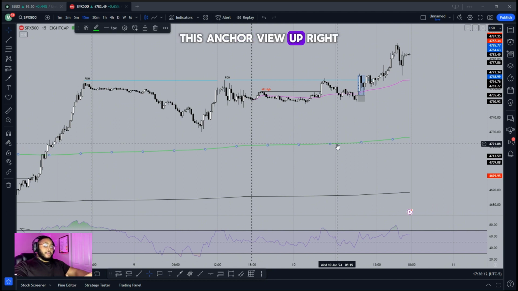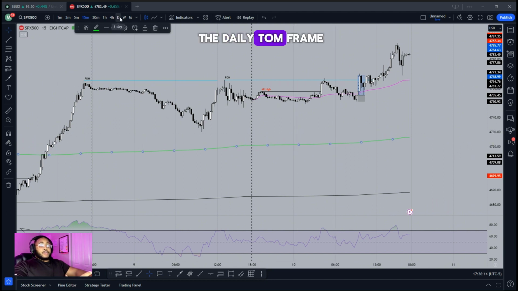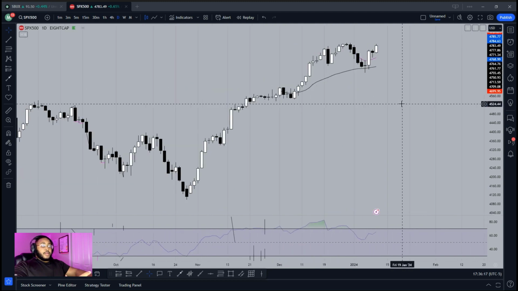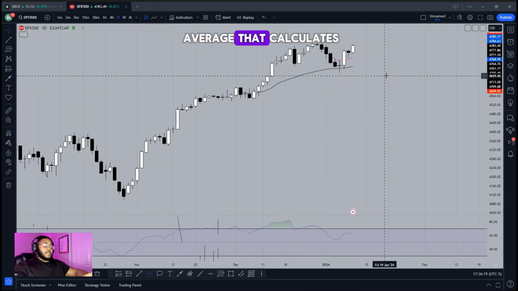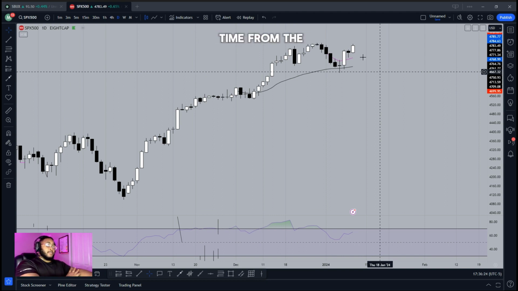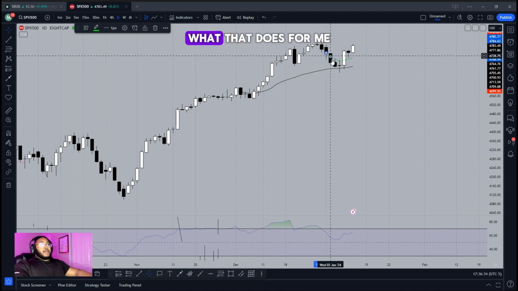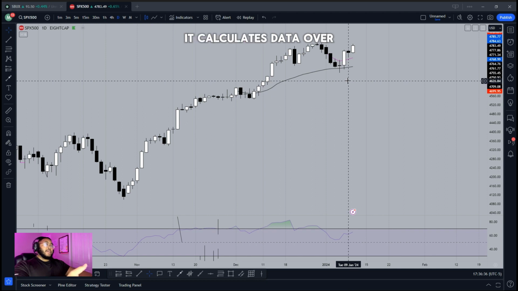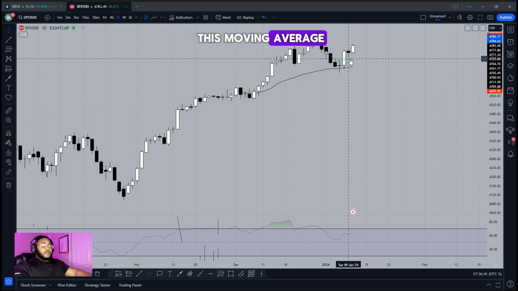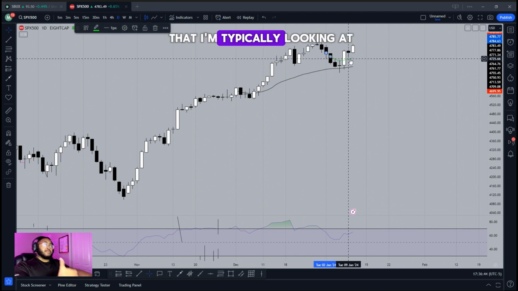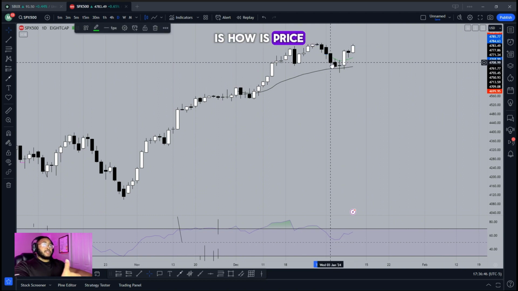this anchor VWAP, right? If we go to the daily time frame, I'm setting this moving average that calculates a set of data through a period of time from, what is this, January 2nd, at the beginning of the new year, or at the beginning of the month. What that does for me, it calculates data over a specified period of time, and it gives me this moving average. And the main thing that I'm typically looking at is how is price.